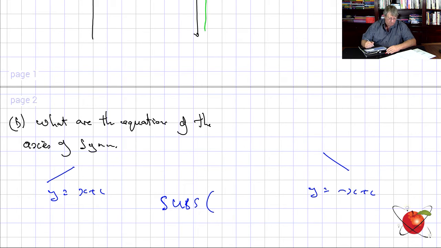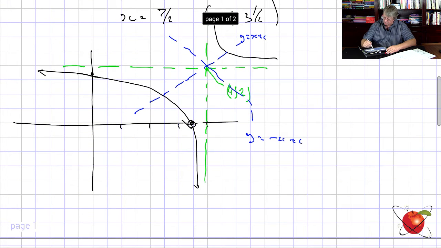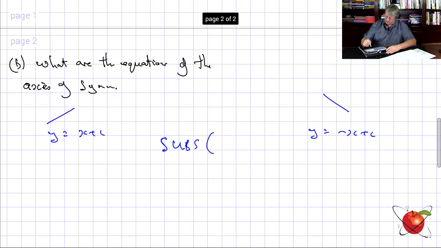Substitute the important point, which is 4 and 2. Can you see it? 4 and 2. It's this one here. Let me just highlight it. Okay, 4 and 2. Substitute 4 and 2 in there. Okay, stay with blue. 4 and 2.